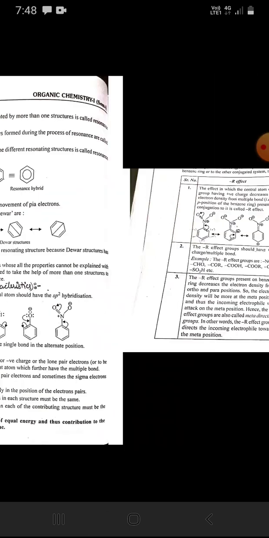The different resonating structures differ only in the position of the electron pairs. The number of paired and unpaired electrons in each structure must be the same. The position of the nuclei of each atom in each of the contributing structures must be the same. Equivalent contributing structures are of equal energy, and thus their contribution to the resonance hybrid structure will be the same.